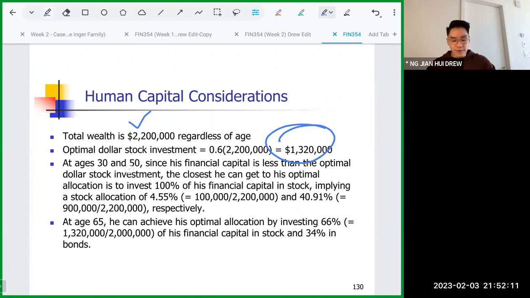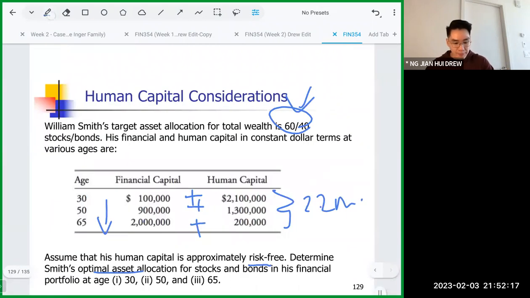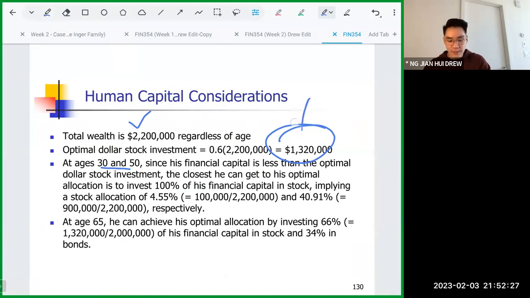At age 30 to 50, what is his financial capital? It means that he should invest all his financial capital into stocks, because his optimal amount is this, but your financial capital is less than the amount you need in stocks. So at age 30 and 50, 100% of his financial capital should be invested in stocks, though of course it's not enough. At the end of the day, your stock allocation at 30 is only 4.55%, and at 50 it is only 40.9%. That's fine, because that's the amount of money you have.